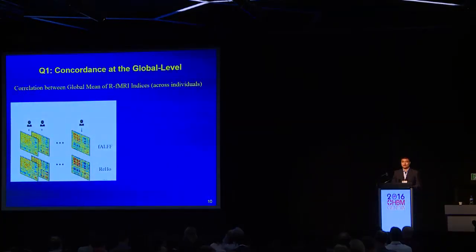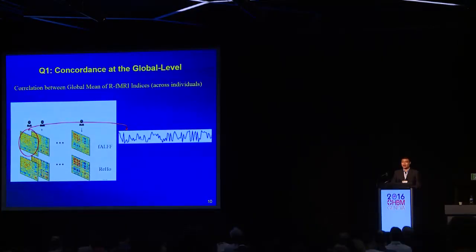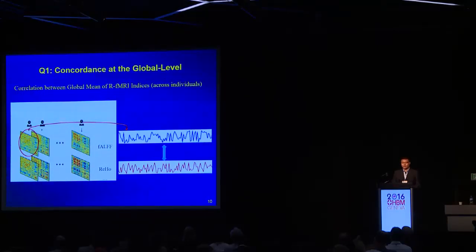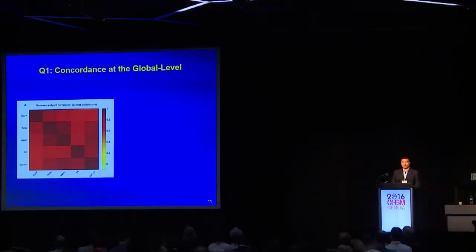For the first question, what's the concordance at the global level? We measure the correlation between the global means of the alpha indices across individuals. For a given individual, we have an ALFF map, and we calculate the global mean. So across individuals, that's a series of global means of ALFF. For ReHo, we also have a series of global means across individuals. So we can calculate their cross correlation. We have 5 measures, so we get a 5x5 correlation matrix. Here is what the correlation matrix looks like. Actually, all 5 measures at the global level are highly correlated.